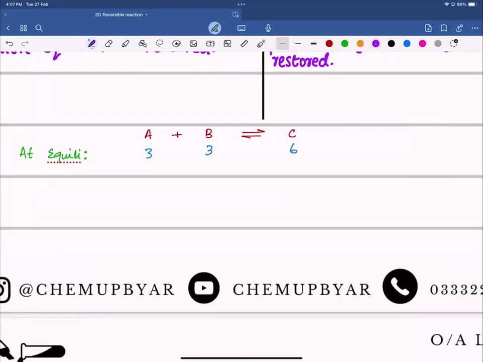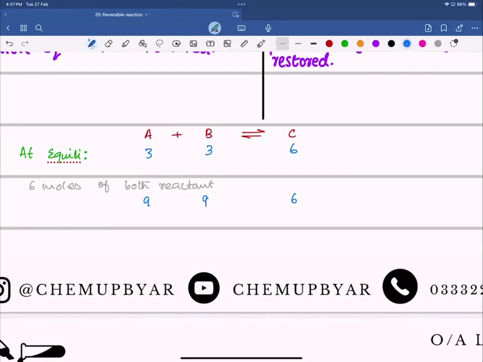Now what I did, let's suppose I have added 6 moles of both reactants. So this is the new situation. If I have added 6 moles of both the reactants, then what will happen now? Instead of 3, there will be 9 moles of A, because 3 moles are already there and I have added 6 more, 9 moles of B, and 6 moles of C.